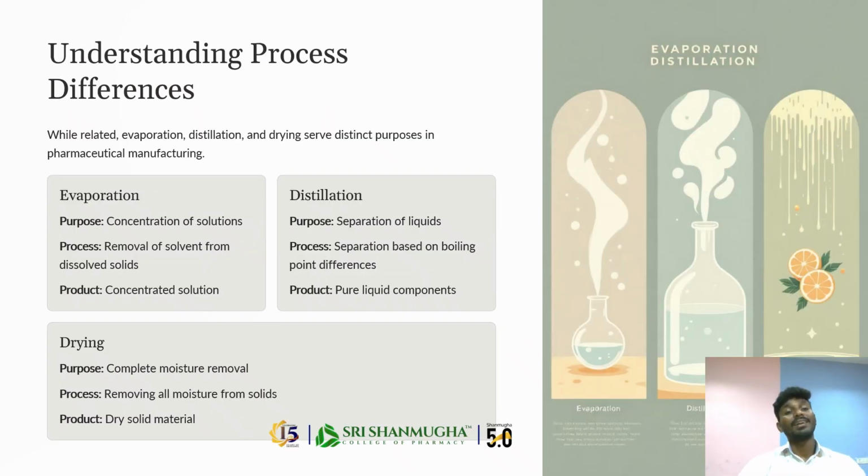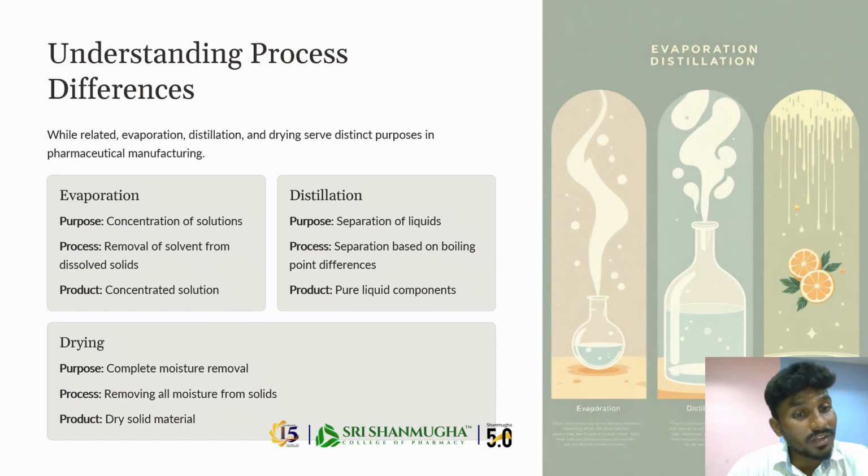Okay, now let's understand the process differentiation. What is the difference between evaporation, distillation, and drying? Most of the process is only for heat-driven separation, and drying is only for the drying process. The first one is evaporation. Evaporation, distillation, and drying serve three different purposes. Evaporation is the concentration of a solution, distillation is the separation of liquids, and drying is the complete moisture removal. These are the differences in purposes.